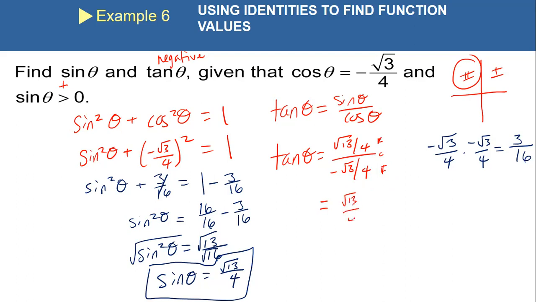So we're going to keep the numerator. We're going to change from division to multiplication. And we're going to flip our denominator. So instead of negative square root of 3 over 4, it's going to become negative 4 over the square root of 3. And now you have to simplify this. What happens to your 4s? They cancel out. 4s cancel out. And I'm left with negative square root of 13 over the square root of 3.